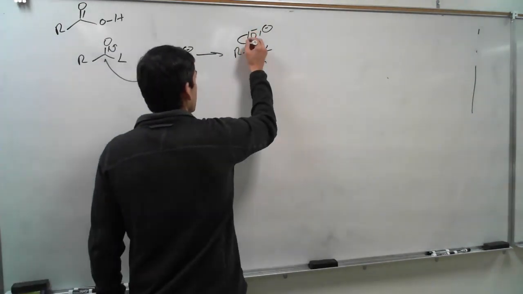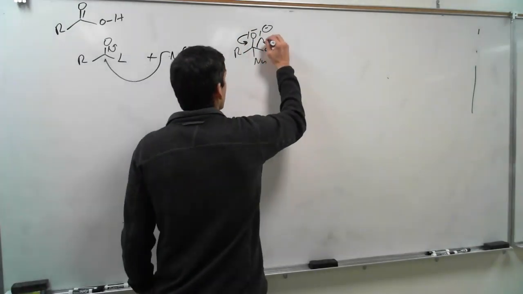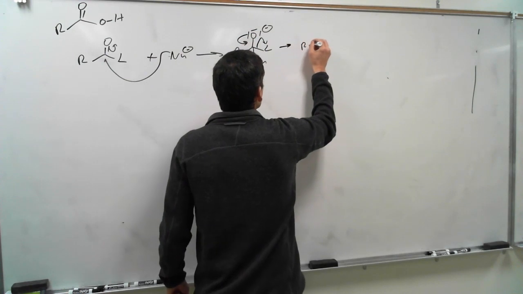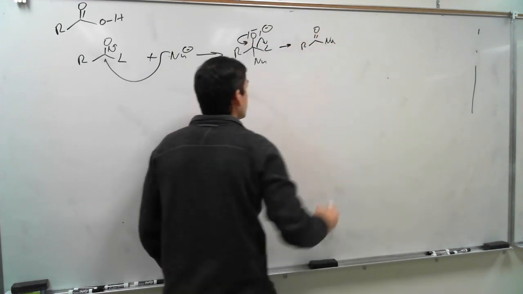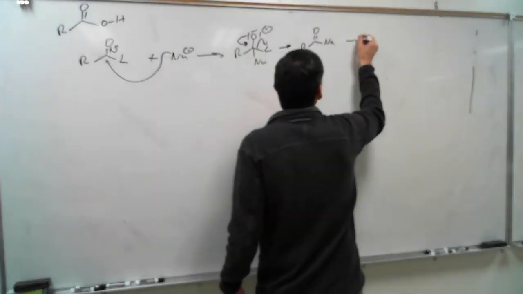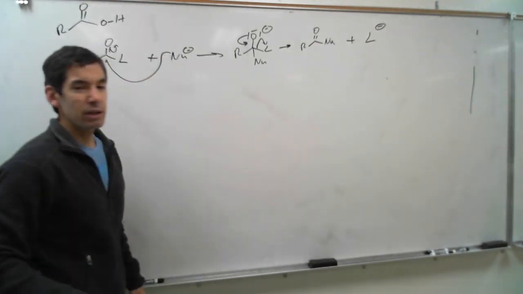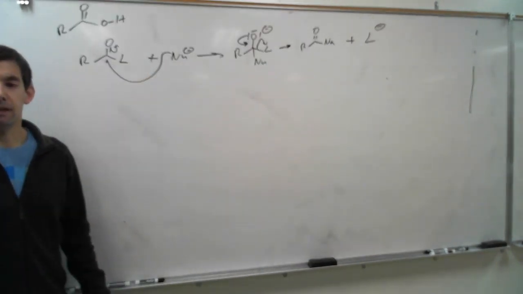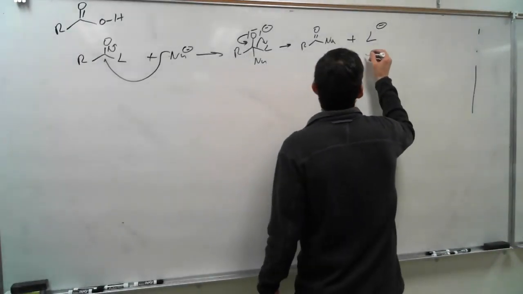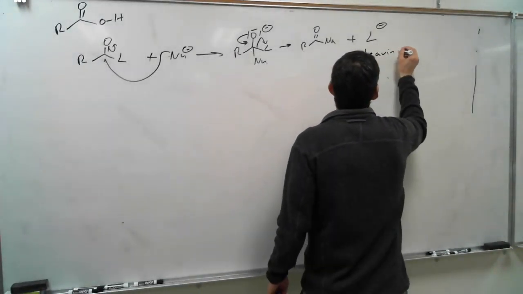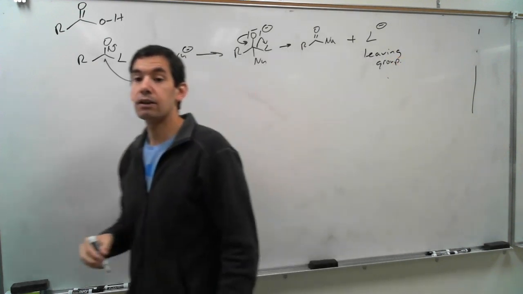As the electrons come back down, what happens to these groups here? We're actually going to kick off our L. And we get addition of our nucleophile, and we lost L. L came off, right? What does L generally represent in this reaction? L is going to represent our leaving group.